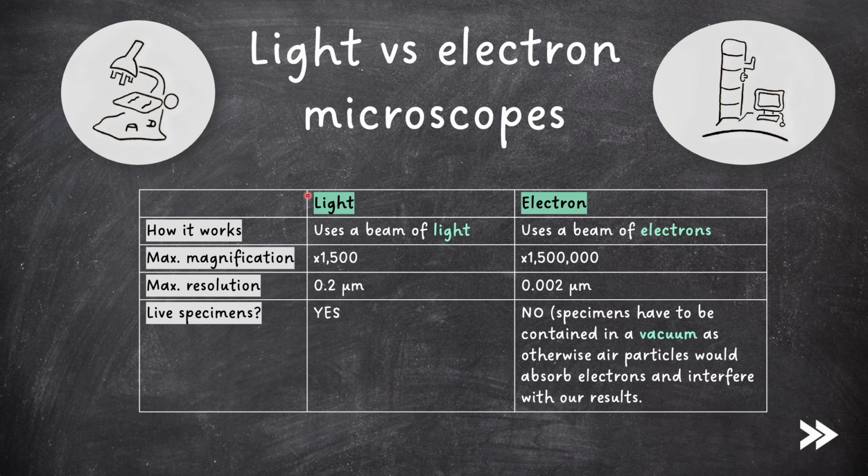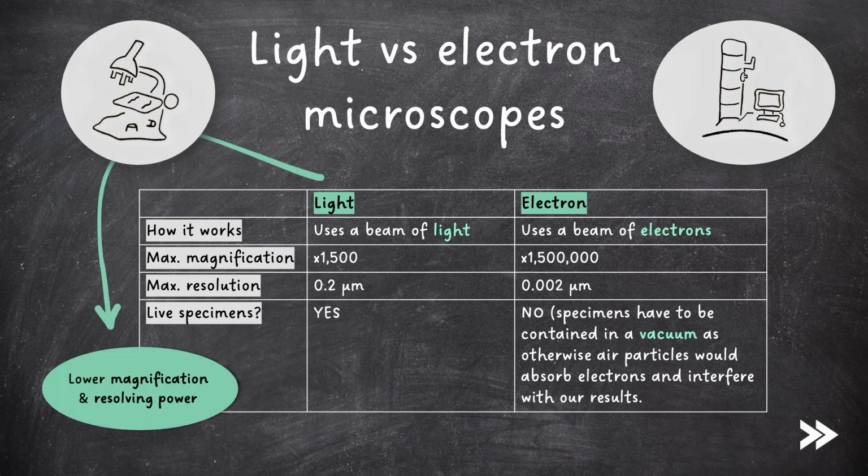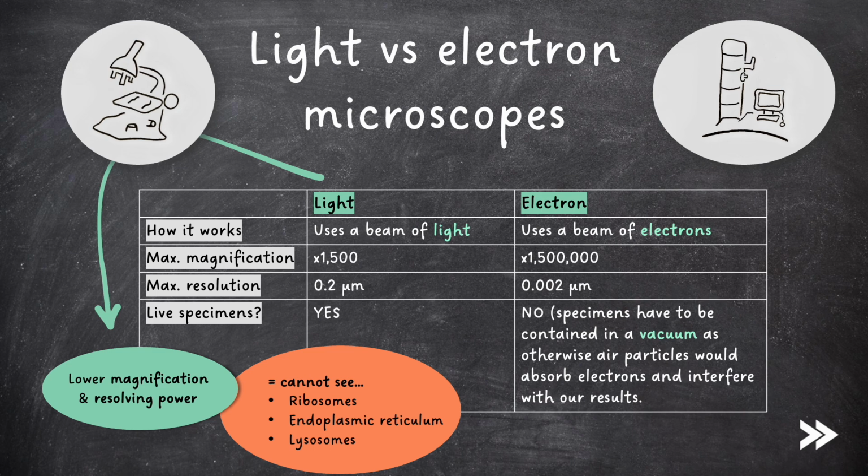First of all, we will compare light microscopes with electron microscopes. Light microscopes use a beam of light, whilst electron microscopes use a beam of electrons. Light microscopes have a lower magnification and resolving power, with a maximum magnification of times 1500 and a maximum resolution of 0.2 micrometers. Therefore, we cannot see ribosomes, endoplasmic reticula, and lysosomes using a light microscope. However, a benefit of light microscopes is that they can be used for live specimens.